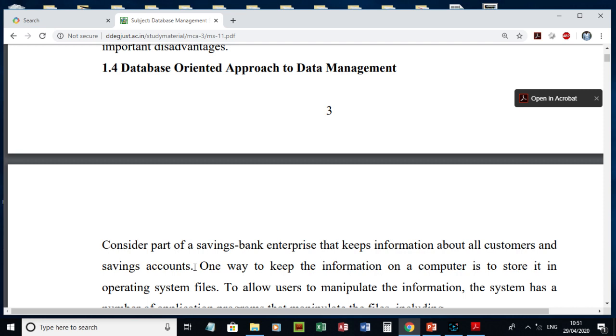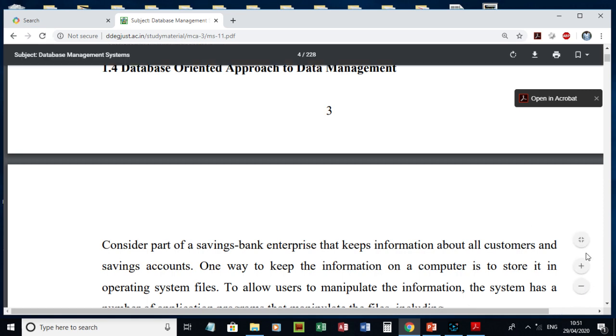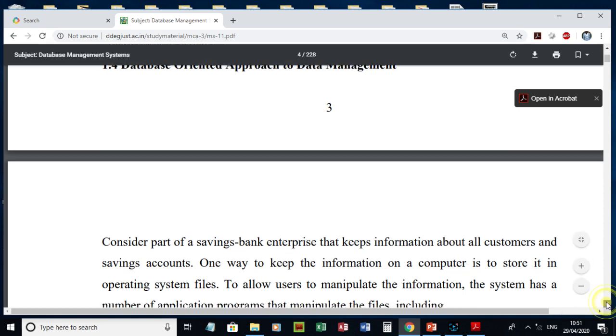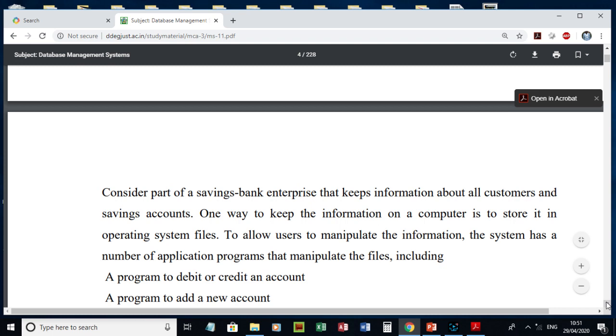One way to keep the information on a computer is to store it in an operating system file. Remember, an operating system is not a software. A database management system is a different software.